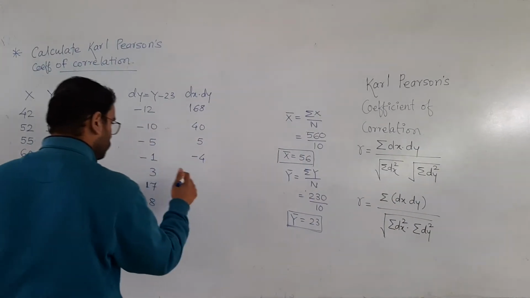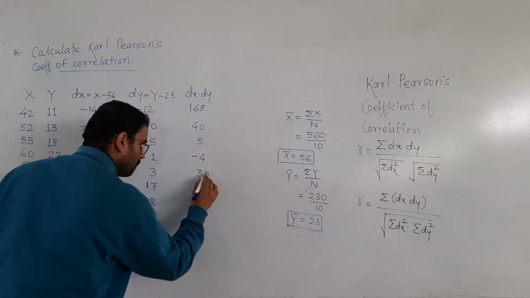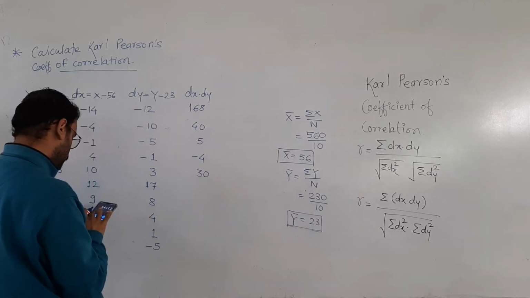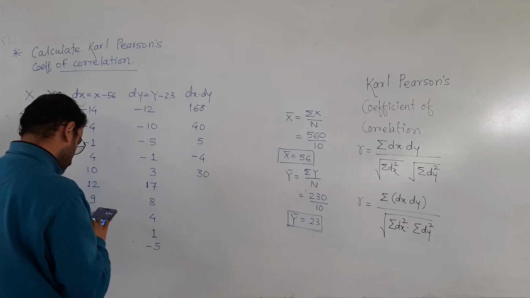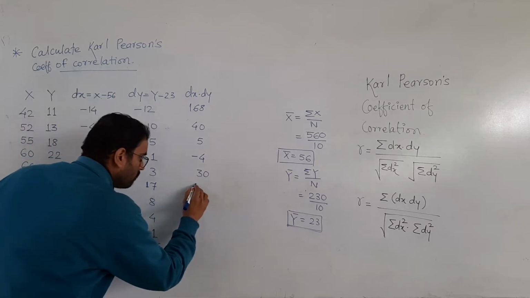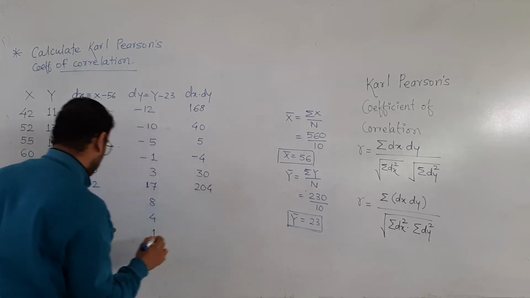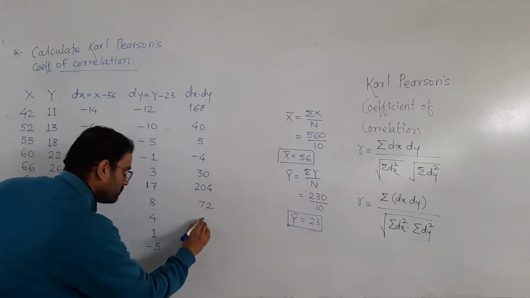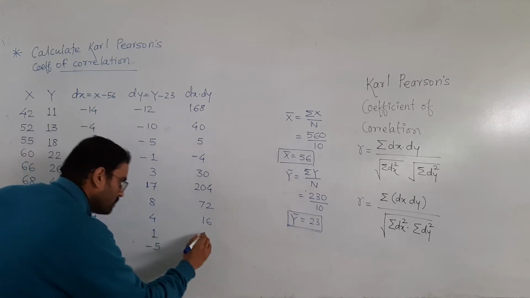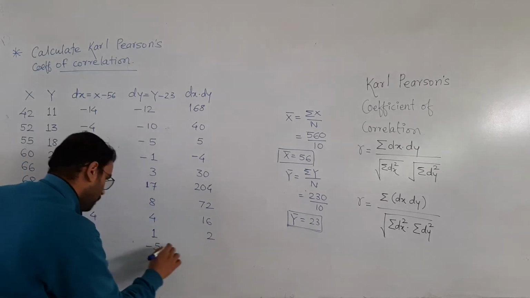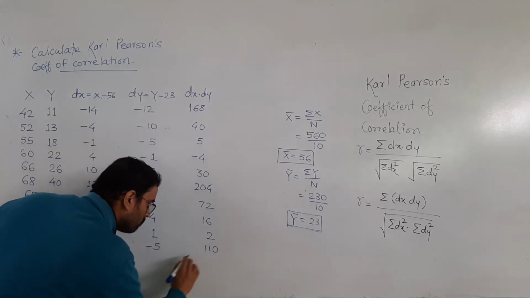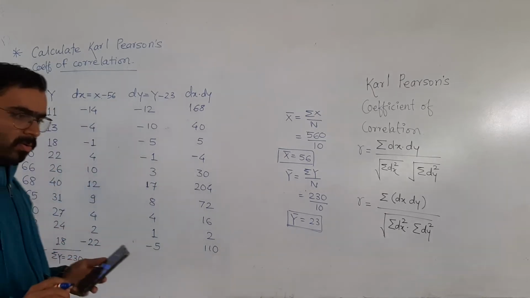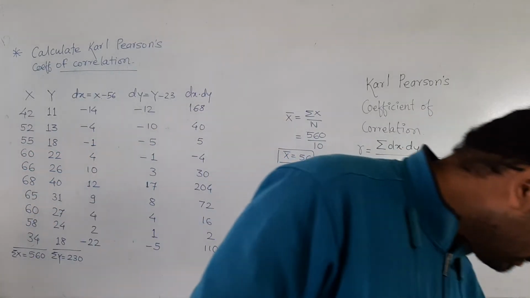In the same way, minus 30, and 12 into 17, 204. 9 into 8, 72, 4 into 4, 16, 2 into 1, 2, and this will be 110, positive. Okay, so in this way we got all of these values.